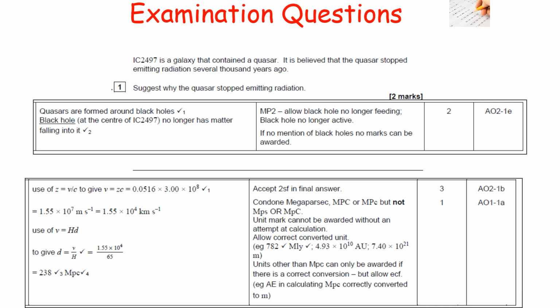That can therefore be converted into kilometers per second. We do that because the Hubble constant equation requires the velocity to be in kilometers per second and the distance to be in megaparsecs. So we say if v equals Hd, d is equal to v over H, where H is the Hubble constant and is 65 kilometers per second per megaparsec. We've just worked out our value of v is 1.55 times 10 to the 4 kilometers per second. So you work our answer out to be 238 megaparsecs.